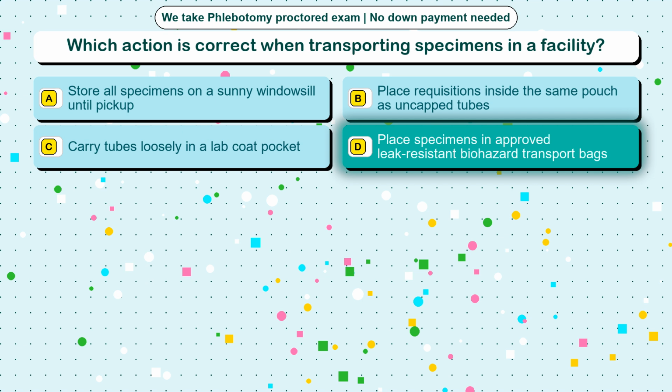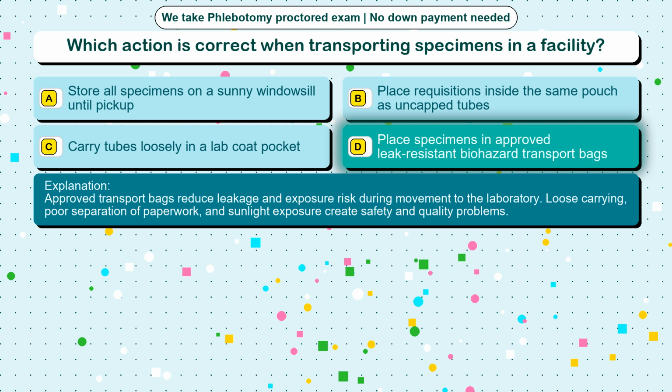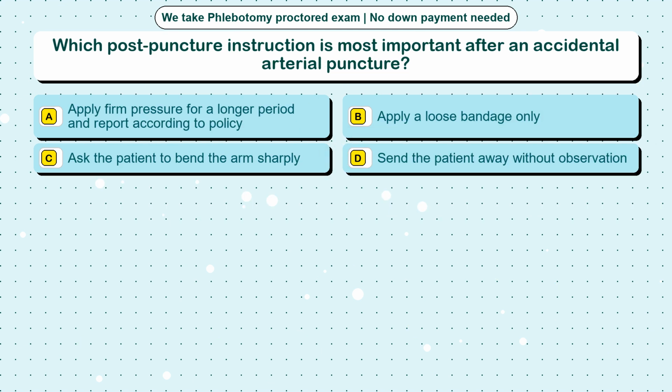The correct answer is option D. Place specimens in approved leak-resistant biohazard transport bags. Approved transport bags reduce leakage and exposure risk during movement to the laboratory. Loose carrying, poor separation of paperwork, and sunlight exposure create safety and quality problems. Question 12. Which post-puncture instruction is most important after an accidental arterial puncture? Option A. Apply firm pressure for a longer period and report according to policy.